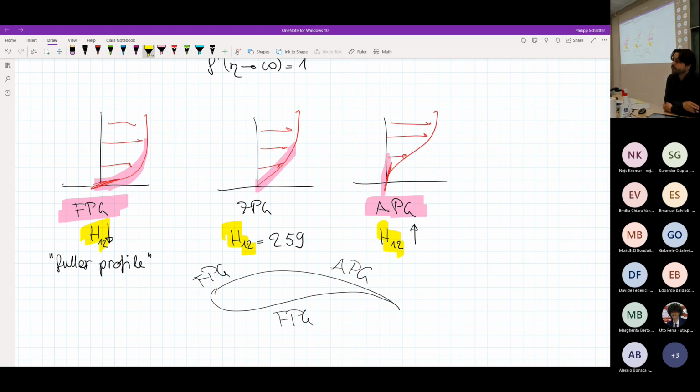Yeah? What's the meaning of F in FPG? Favorable. Favorable, yes. So this is adverse pressure gradient.